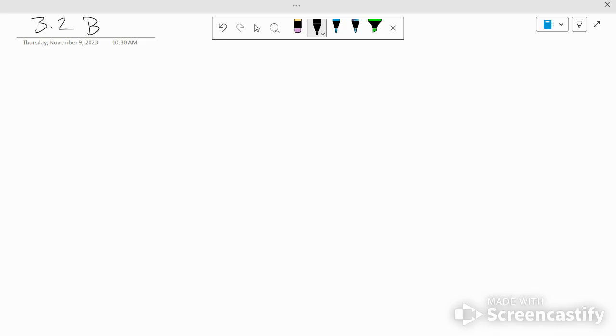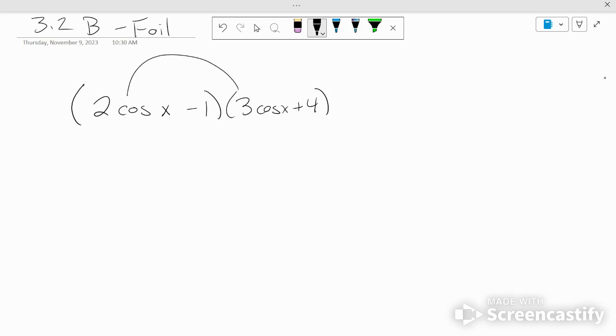Okay, we are going to FOIL now. 3.2b is all FOIL, so it won't take me too long to talk about it. But if we have like 2 cosine of x minus 1 times 3 cosine of x plus 4, and we need to FOIL this, this is not anything unlike 2x minus 1 times 3x plus 4. We just FOIL.